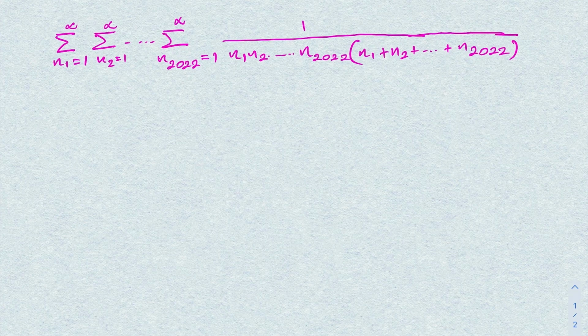In this video, we are going to solve this nice repeated infinite series. So how to begin? Well, here first we have n1 equals 1 to infinity, then n2 equals 1 to infinity, up to n2022 equals 1 to infinity. So we know here the sigma notation is repeated 2022 times. I'm going to generalize this sum by taking, instead of 2022, k.